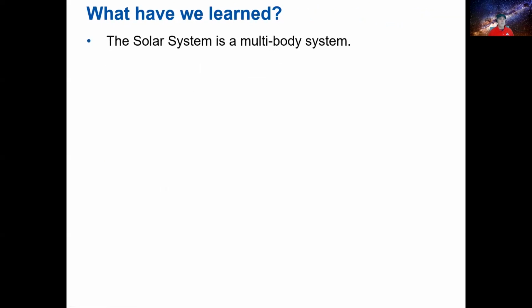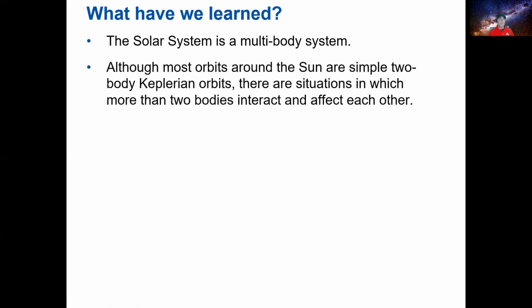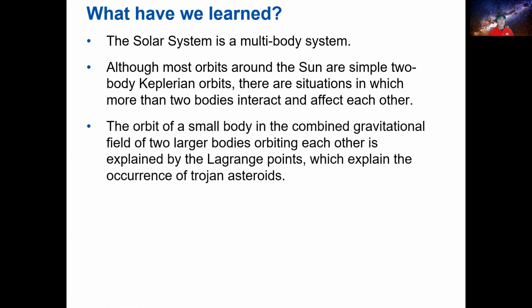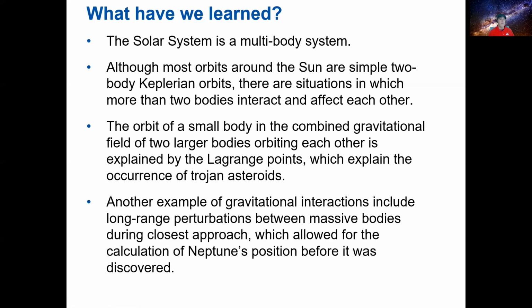In summary, we have learned that the solar system is a multi-body system. And although most orbits around the Sun are simple 2-body Keplerian orbits, there are situations in which more than 2 bodies interact and affect each other. The orbit of a small body in the combined gravitational field of 2 large bodies orbiting each other is explained by the Lagrange points. Another example of gravitational interactions include long-range perturbations between massive bodies during closest approach, which allowed for the calculation of Neptune's position before it was discovered.